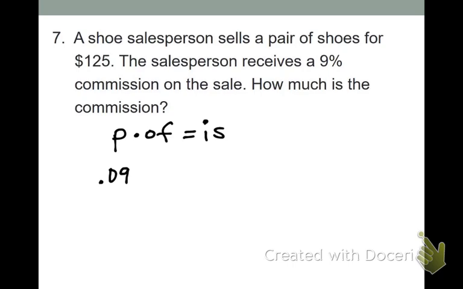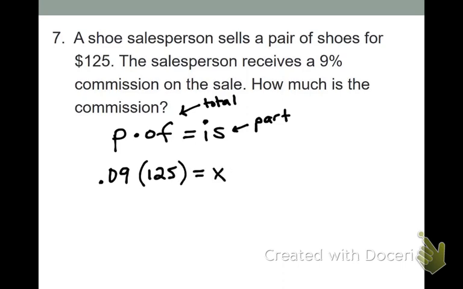So let's think about it. If I'm selling something for $125, is that the total that I'm selling it for, or is that a part of what I'm selling it for? That's the total. So should my $125 be my of or my is? It should be the of, okay? Because this right here is the total. This right here is the part that I would make, or the salesman would make.